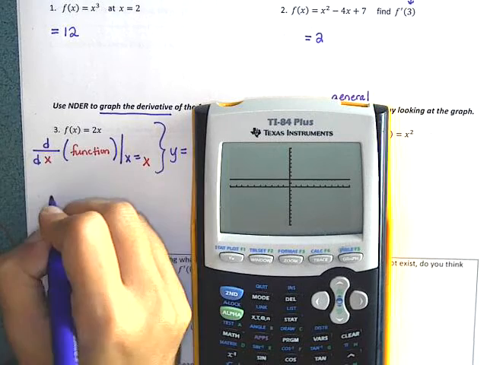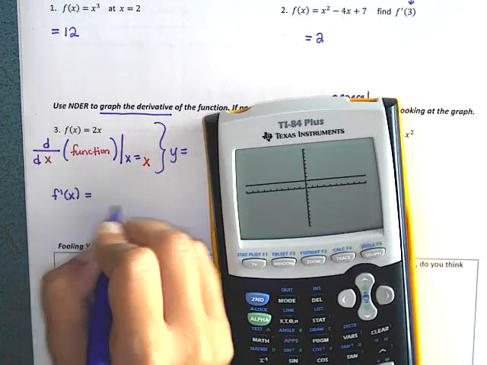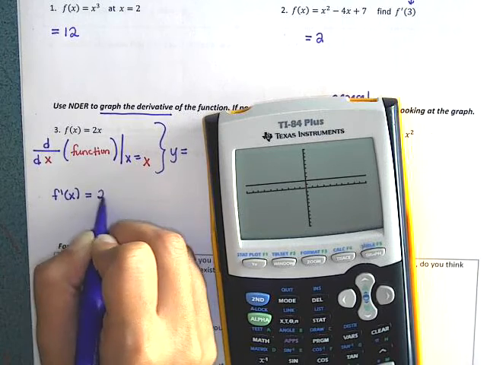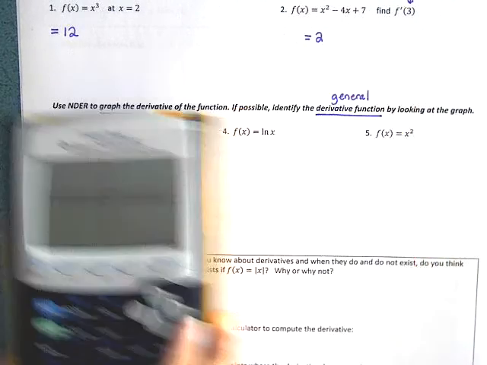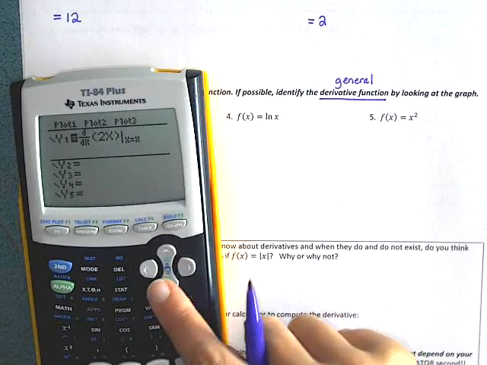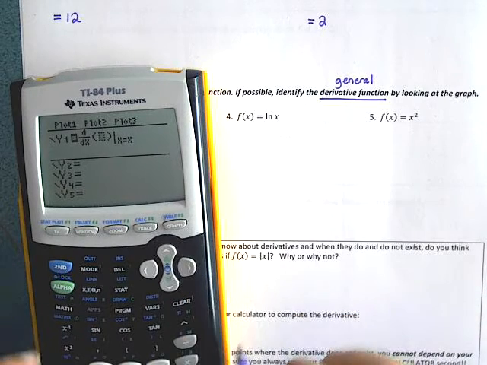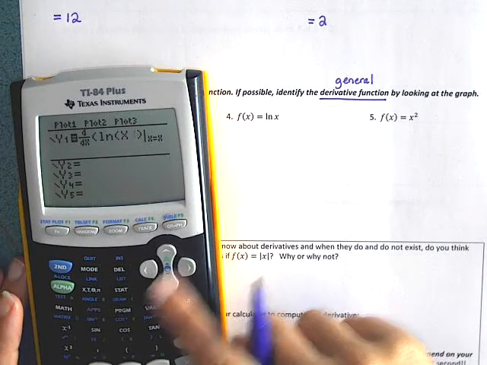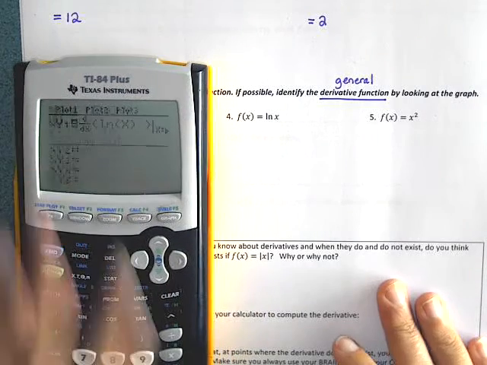So the answer here for your derivative function, your general function, would be that f prime of x is just equal to 2. It's a constant. The slope is always the same. If we look at problem 4, we're going to do the same thing. Go back to your y equals, change 2x to ln of x. And then zoom 6.